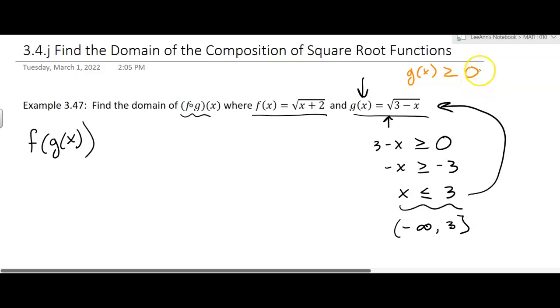Well, what happens if I put a number in that's greater than or equal to 0 here? Well, if I put in 0, that's the smallest number, right? I have the square root of 2. That's okay, I can have the square root of 2. And if I put in any number bigger than 0, I'm going to get more positive in here because I'm just adding 2, right? So everything's going to be just fine. I can take the square root of all those numbers. So the restriction is actually right here.